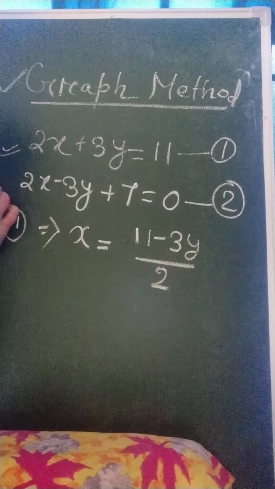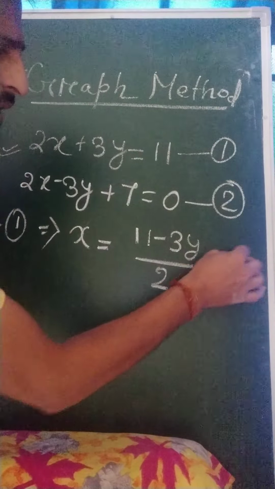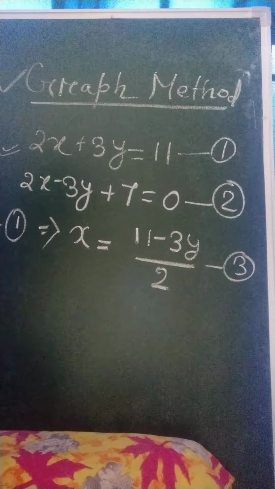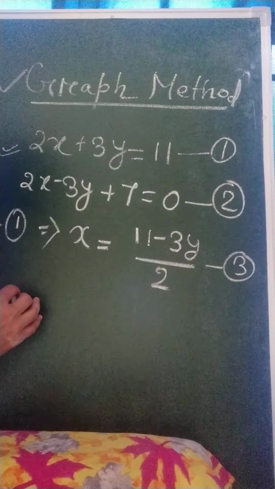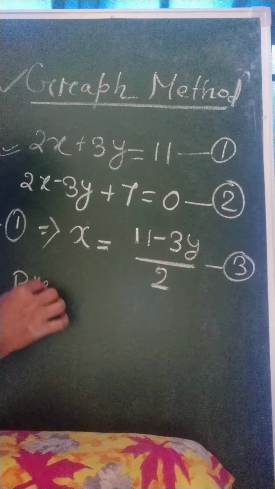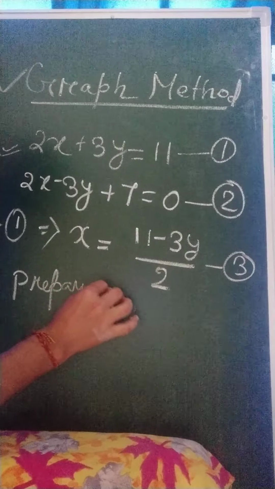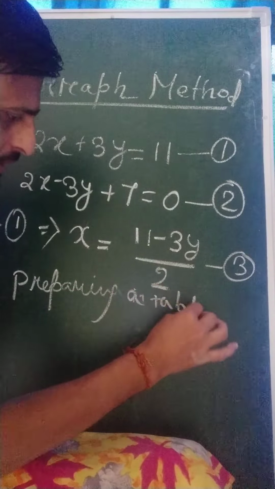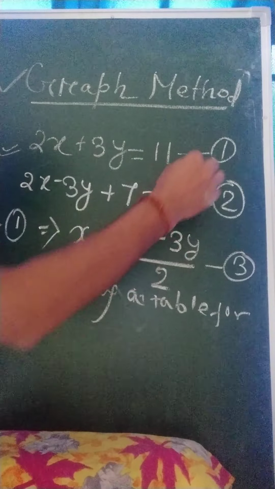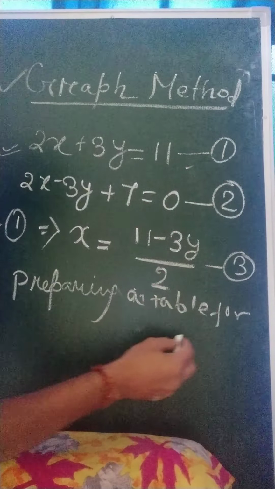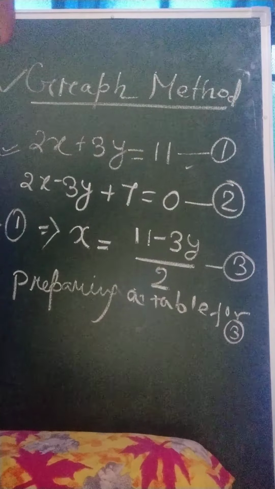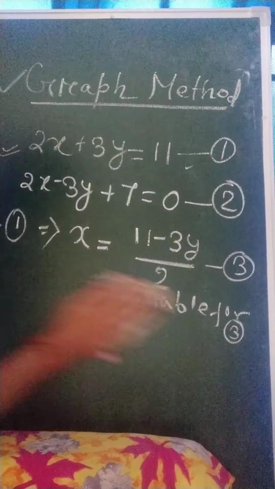I will write this one as 3. You can number it, there is no problem numbering 1, 2, 3, 4. So for that you have to prepare a table. We have to prepare a table for equation number 1 or equation number 3. So better you write down preparing a table for equation number 3. So how will we prepare the table? Look at here, student. Let us start the preparation of the table.